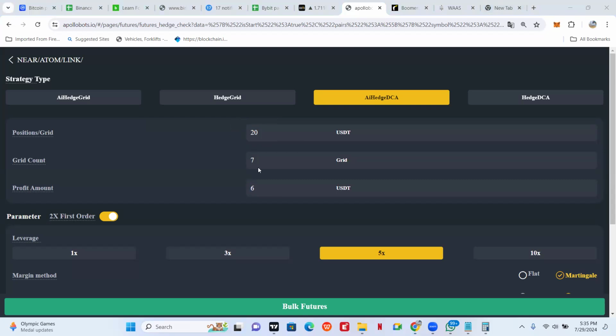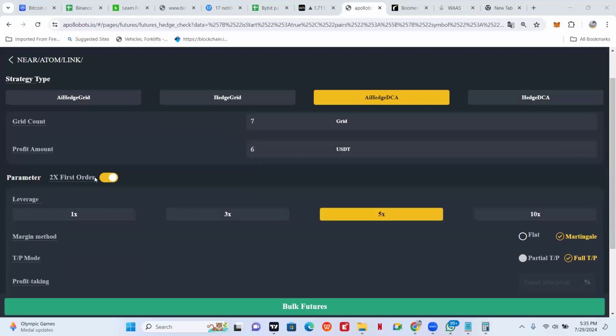That being said, make sure you switch this parameter off. I do not advise you to turn it on. You must be an expert trader to turn it on. What does this parameter do? Let's explain.